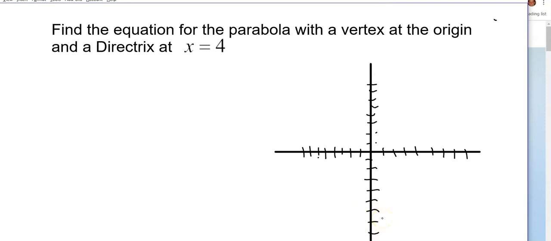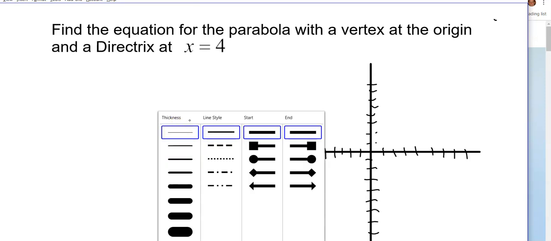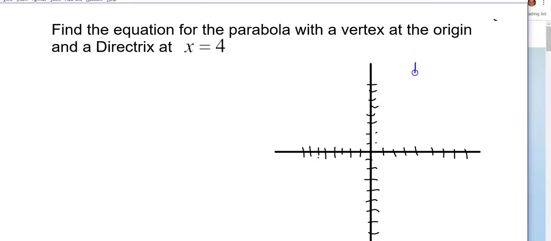Okay, so x equals 4 is our directrix. So that's a vertical line at x equals 4. It looks something like this. So x equals 4. We know that the vertex is at 0, 0, because for all these graphs, that's what it says, even in the question. That's nice that we said that.